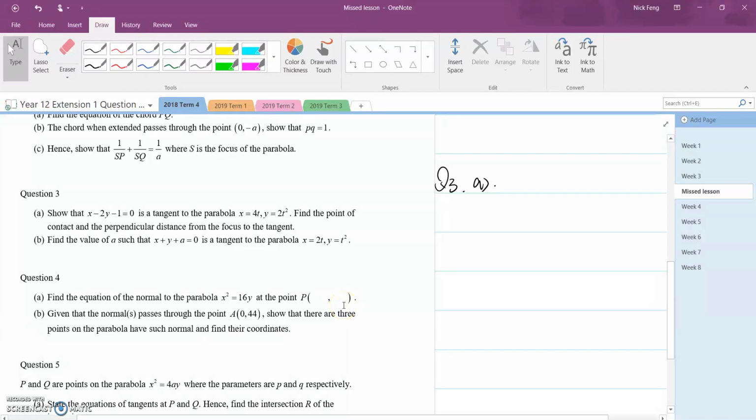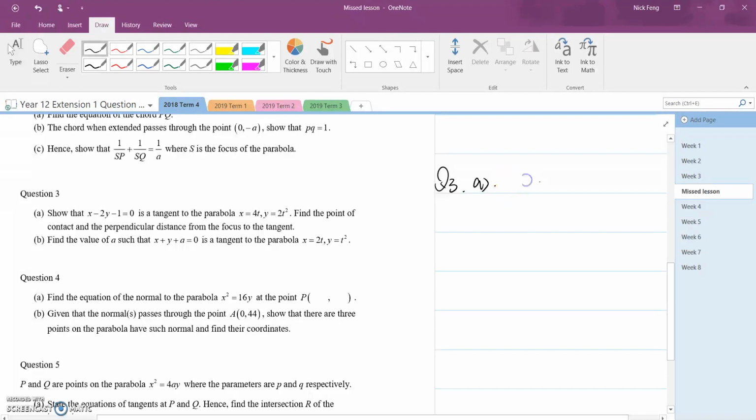Hi kids. So we are going to finish up these worksheets. We went up to the very last bit of question 3 the other day in class, so let's finish that. We need to find the perpendicular distance from the focus to the tangent.